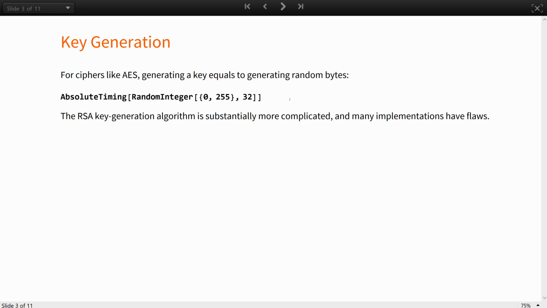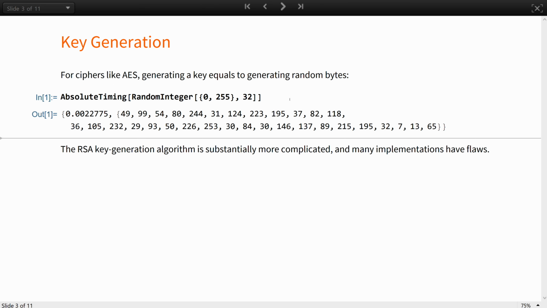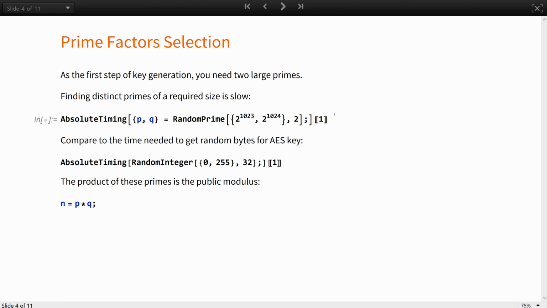For ciphers like AES, generating a key means simply and quickly using a pseudorandom number generator to get enough pseudorandom bytes, as follows. The RSA key generator algorithm is substantially more complicated, and many implementations have flaws. As the first step of the key generation, you need two large primes. This requirement immediately comes at a price. Not only do you need a secure pseudorandom number generator, but also a good primality test.